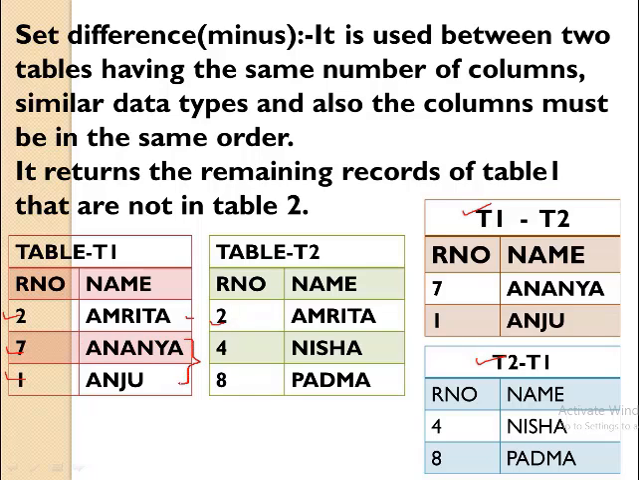So 2 is in both the tables. So 7 and 1 record will be displayed. Similarly, T2 minus T1. So T1 records will be removed from T2. So T1 has roll number 2 Amrita, so it will be removed. So only records of roll number 4 and 8 will be displayed as output of T2 minus T1.